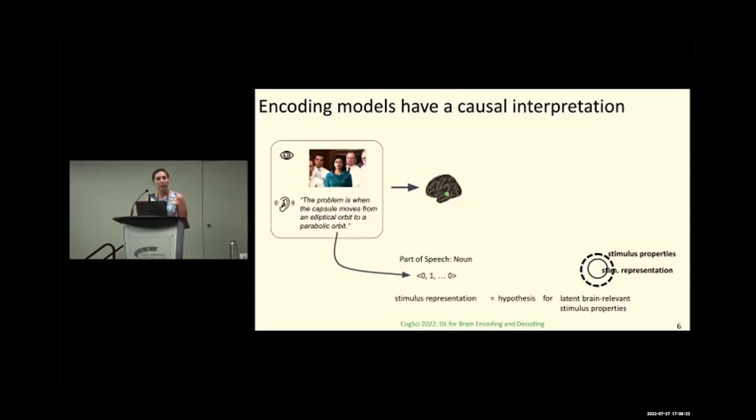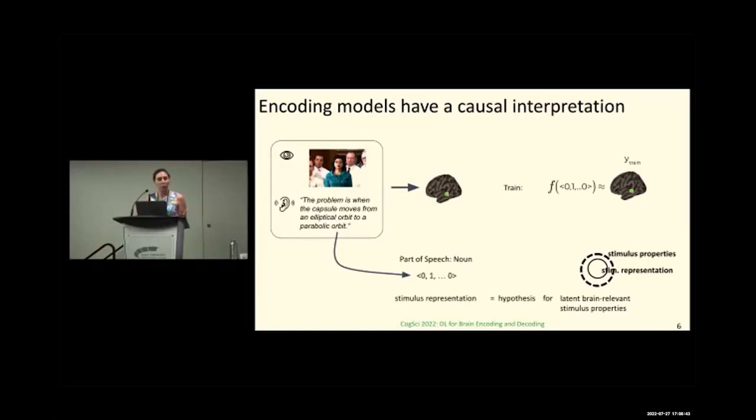And the stimulus representation that we have chosen, if it's a good one, has some overlap in variance with these actual latent stimulus properties. But of course, the stimulus representation will not be perfect, so we won't be able to encode all stimulus properties that are relevant to the brain with this hypothesis that we have chosen.